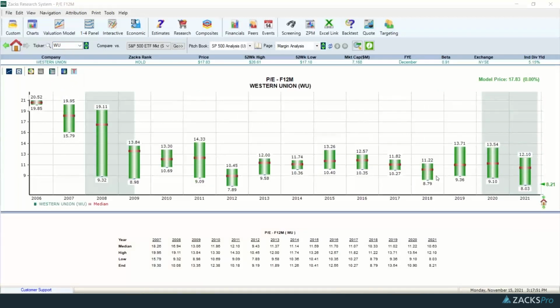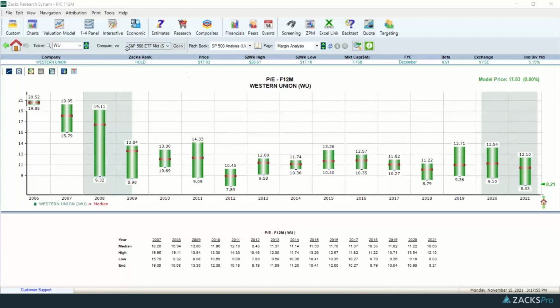Western Union, if they can get back to trend, perhaps some opportunity here. This would be really long-term. Again, Zacks rank of a hold, telling us that not a whole lot of opportunity here in terms of upside in the near term. But if we were to get back to trend, we just put this PE multiple right around the 10 range. You can see that would be a 31% increase off of current pricing, a model price of 23.47 versus a price of 17.83.